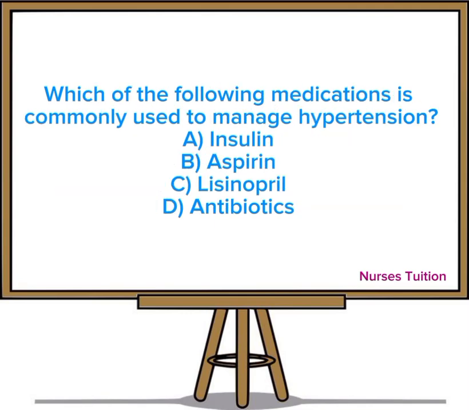Which of the following medications is commonly used to manage hypertension? A. Insulin. B. Aspirin. C. Lisinopril. D. Antibiotics.